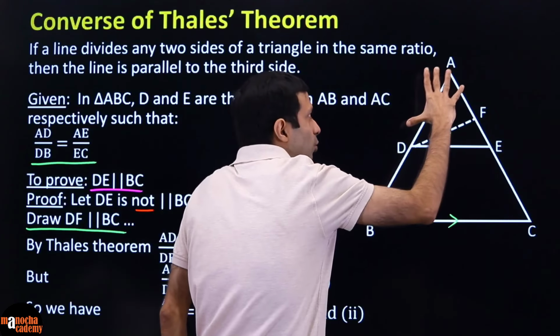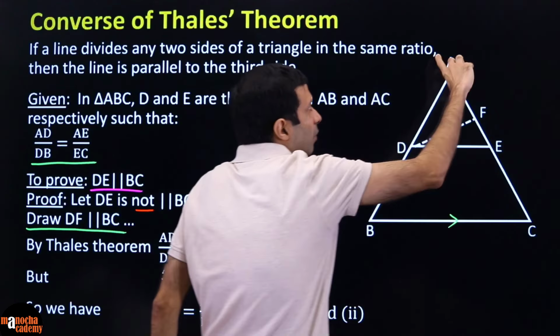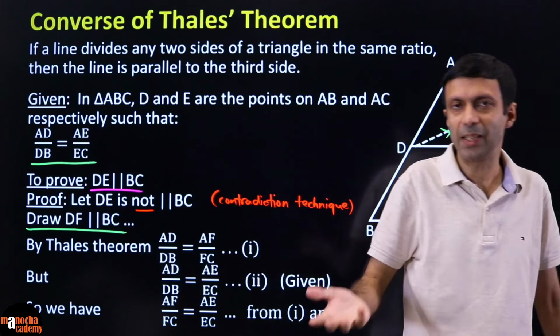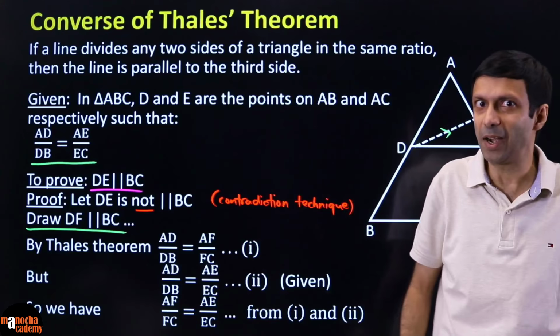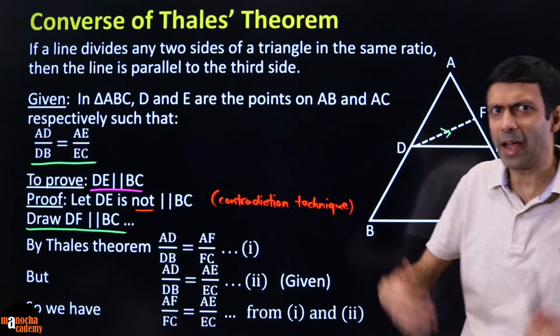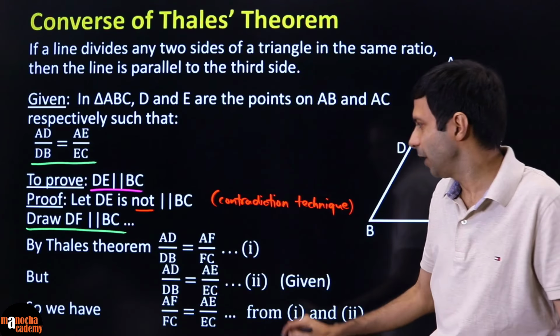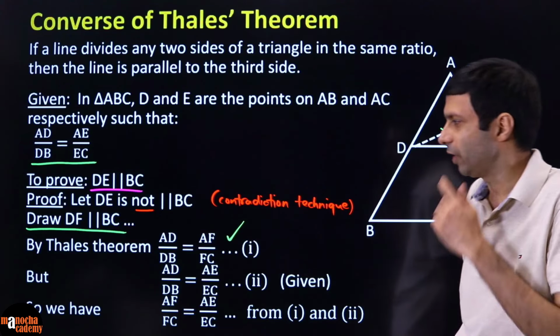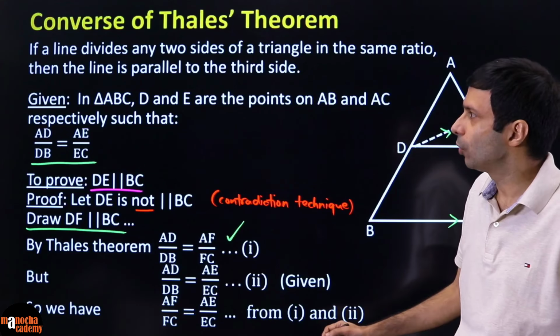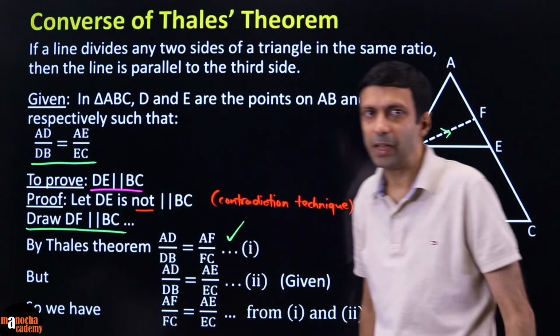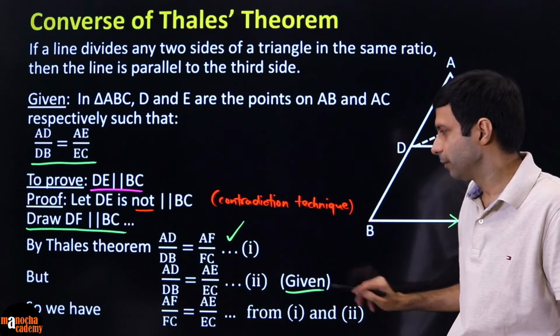That the ratio of these two sides, AD by DB, will equal AF by FC. I can apply Thales Theorem because I drew this magical parallel line. So it's like a Harry Potter line, right? We did this by magic, we have drawn another line, and we are saying by Thales Theorem, this ratio is true. But what is given to us? It is given that AD by DB is equal to AE by EC. This was what is given.